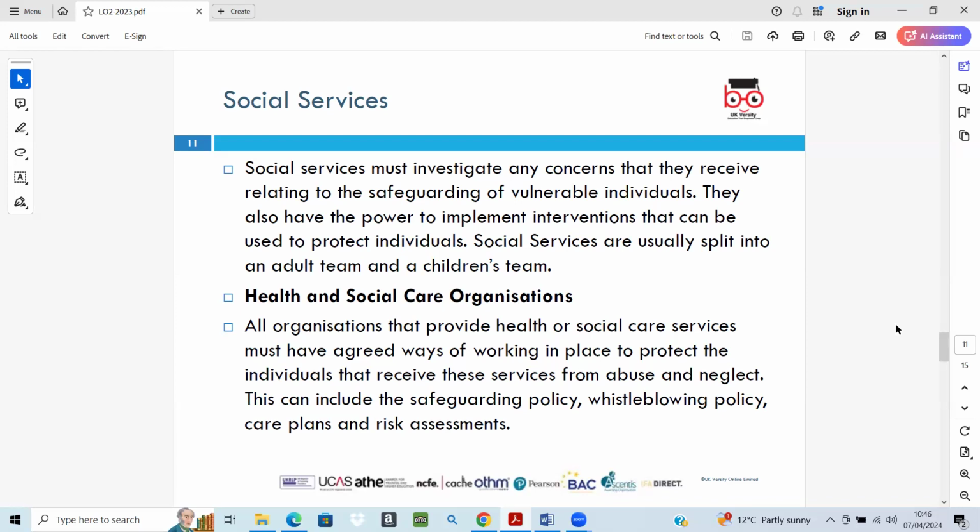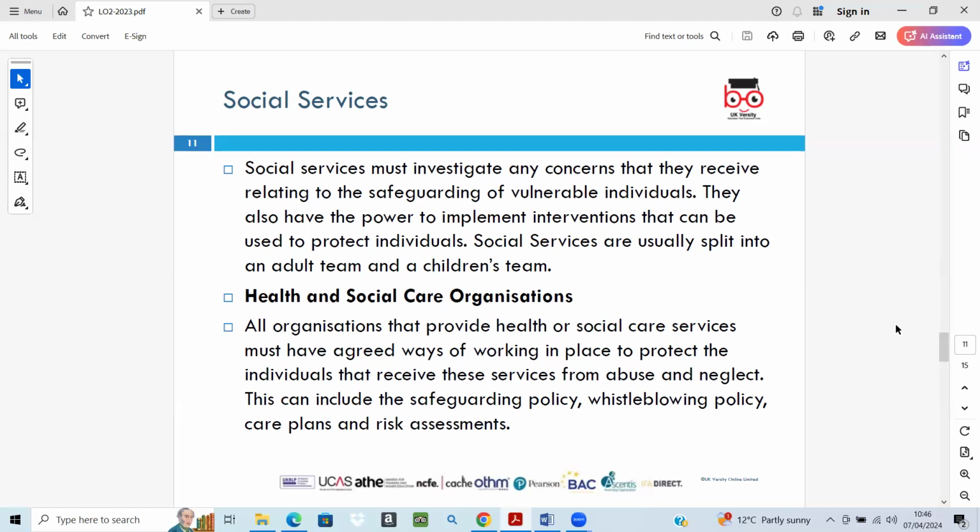Then in the health and care industry, care plans are important: individualized care plans that address the specific needs and risks of each person receiving care. Then the risk assessment. A risk assessment is an evaluation of the potential risk to an individual's safety and well-being and the measures in place to mitigate those risks.